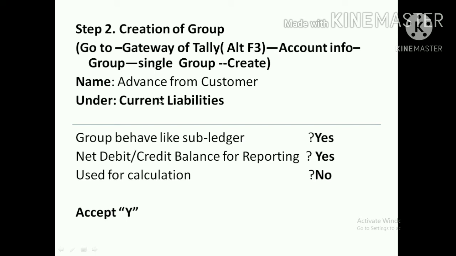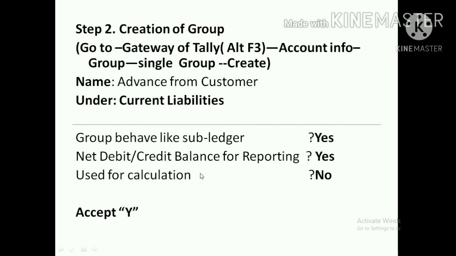See here, I am stressing that without creation of this group it is also possible to record the transaction with the help of the primary group as a current liability. But if the company wants to keep a separate group for whichever advance is received, then they can create a subgroup, that is Advance from the Customer, in the Current Liability group.